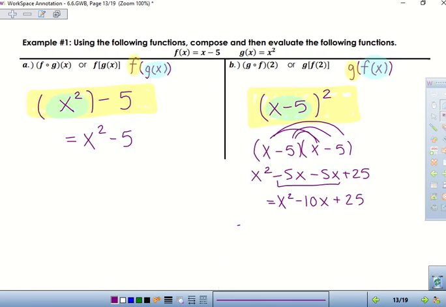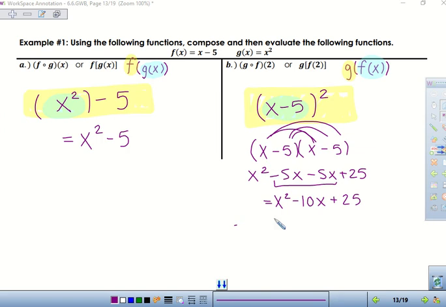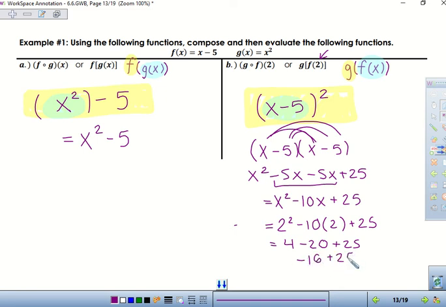Oh, wait, on the last question. What did I forget to do on this one? I have to plug in the 2, yep. Sorry about that. I just did the x part and then I forgot to do the last part. So that's going to be 4 minus 20 plus 25. Where does the 2 come in? Oh, so the original question wanted me to plug 2 into it. Okay. So I totally forgot to do the 2 part. So that's going to be negative 16 plus 25, which is 9.